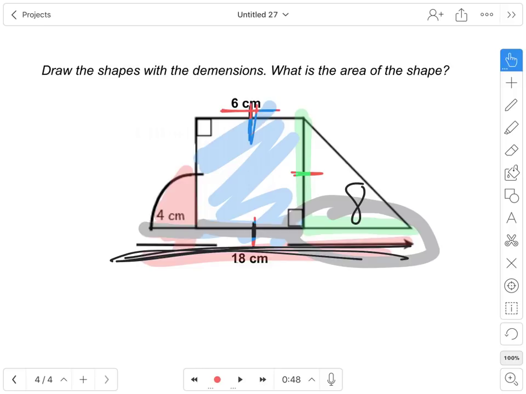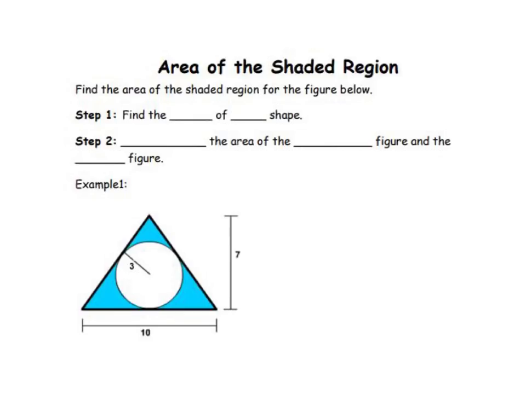Okay, so when you're doing the area of a triangle, you do base times height divided by 2. It's always base times height divided by 2. So what we're doing today is the area of the shaded region. Basically, look at the shape right now. All we're doing is still finding the area of both figures.